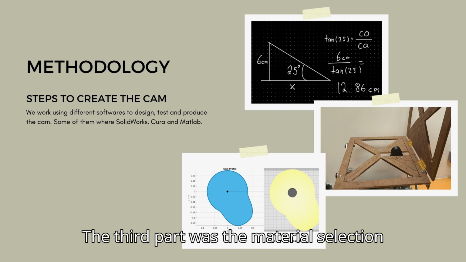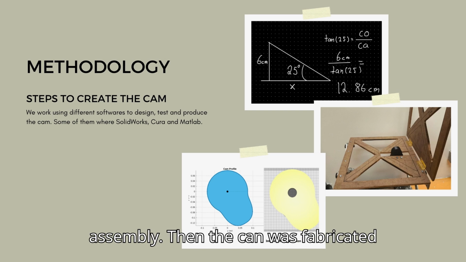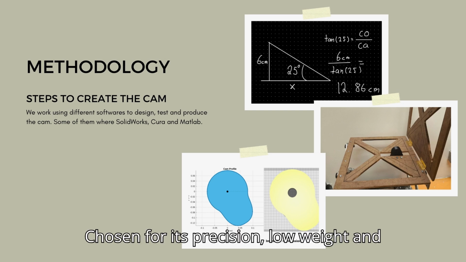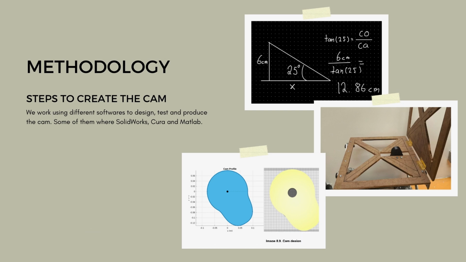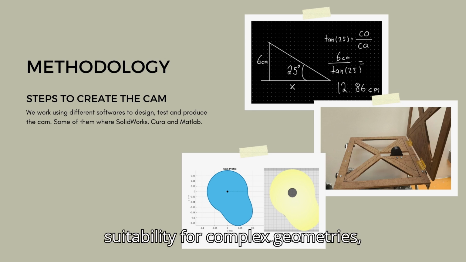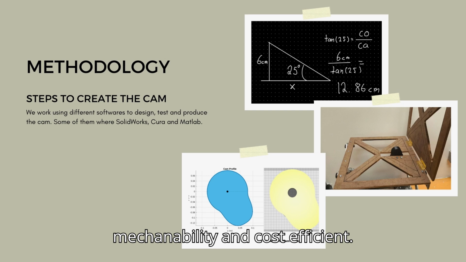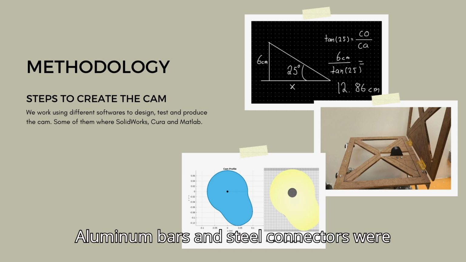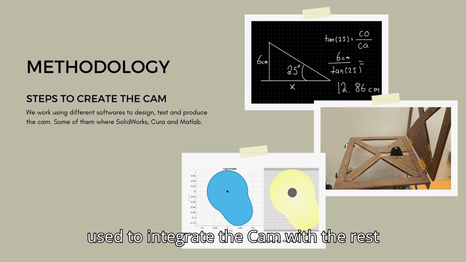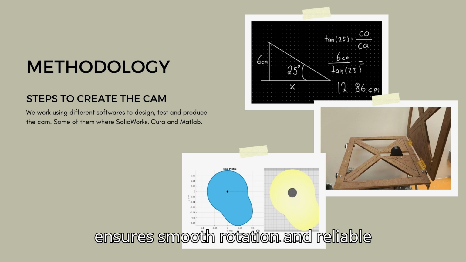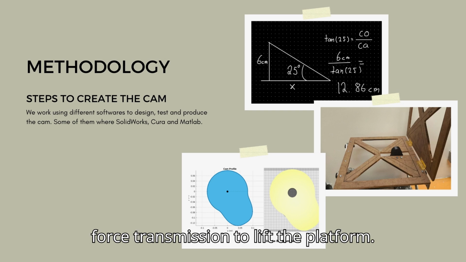The third part was the material selection and assembly. The cam was fabricated using PLA through 3D printing, chosen for its precision, low weight, and suitability for complex geometries. The cam housing was built using MDF due to its machinability and cost efficiency. Aluminum bars and steel connectors were used to integrate the cam with the rest of the mechanism. Finally, the assembly ensures smooth rotation and reliable force transmission to lift the platform.